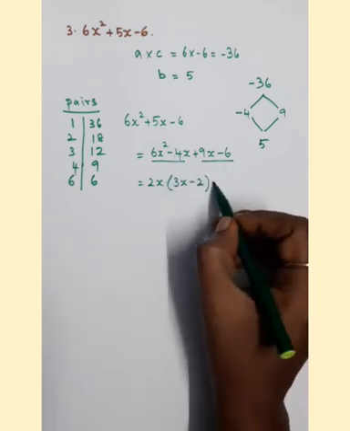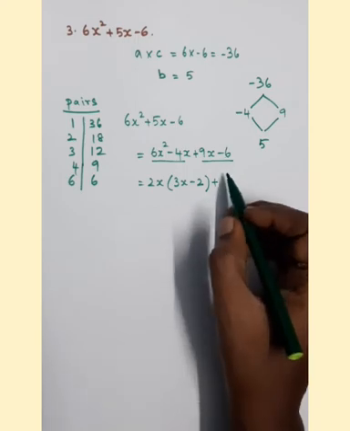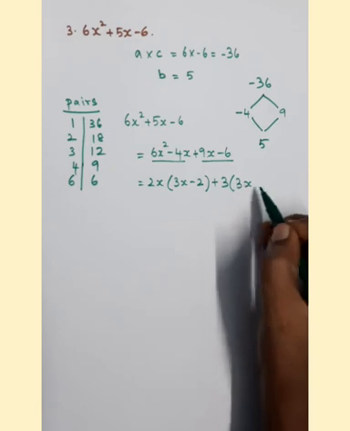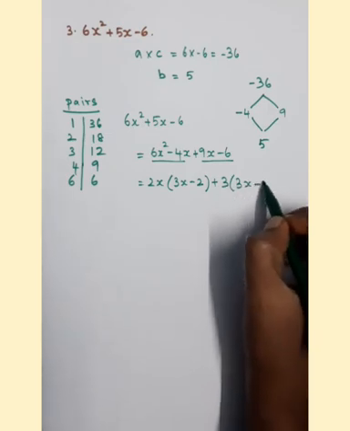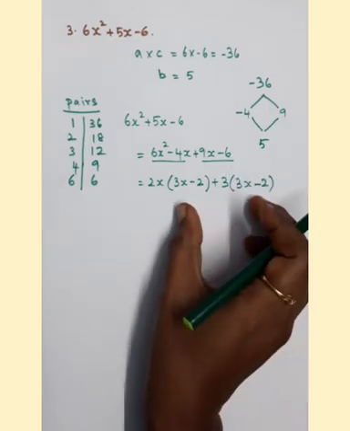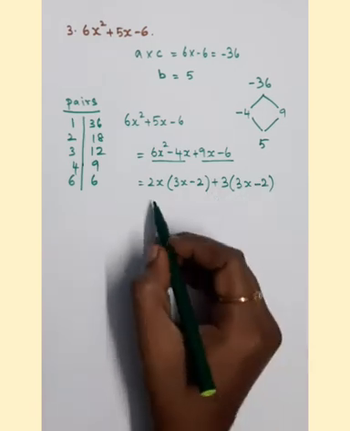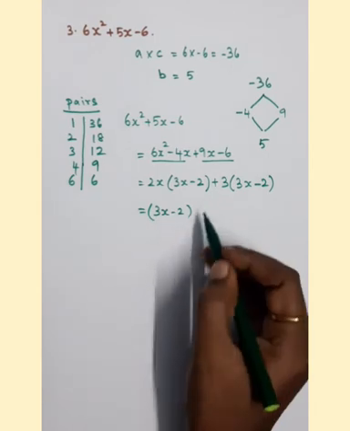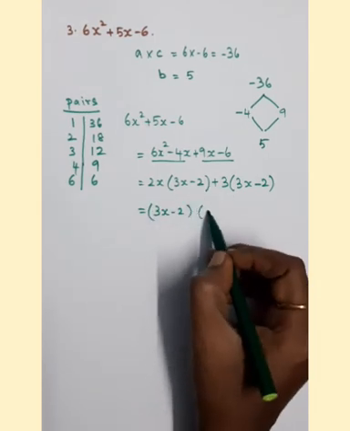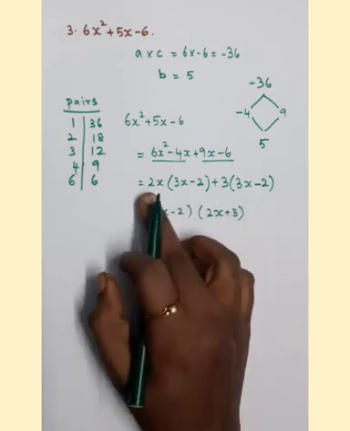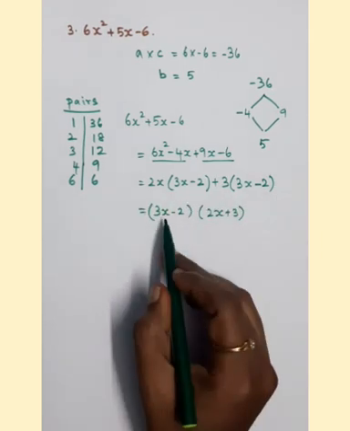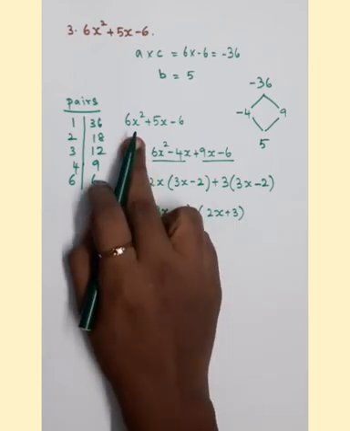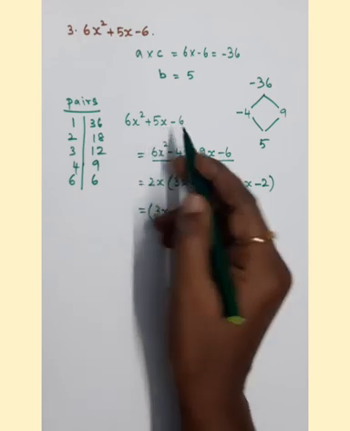And in the two terms 9x minus 6, 3 is common. So 3 into 3x will give you 9x, and 3 into minus 2 will give you minus 6. So 3x minus 2 is common in both the terms. We are taking the common factor first. So if you multiply with 2x plus 3, we'll get this step. So the factors 3x minus 2 and 2x plus 3 are the factors of 6x squared plus 5x minus 6.